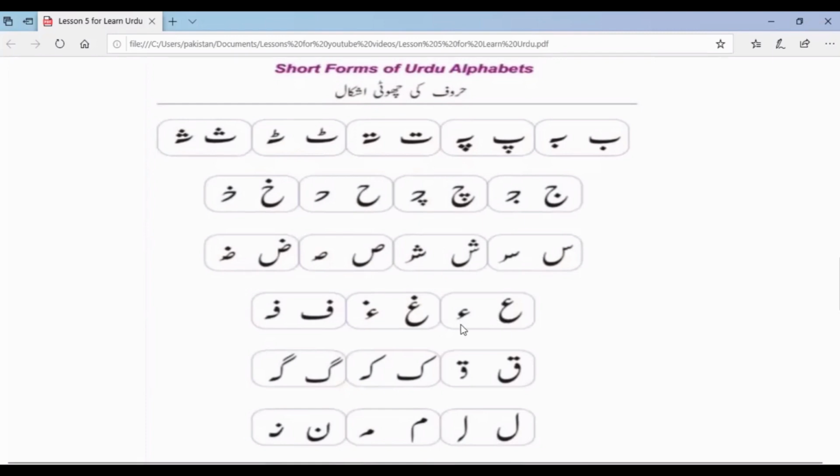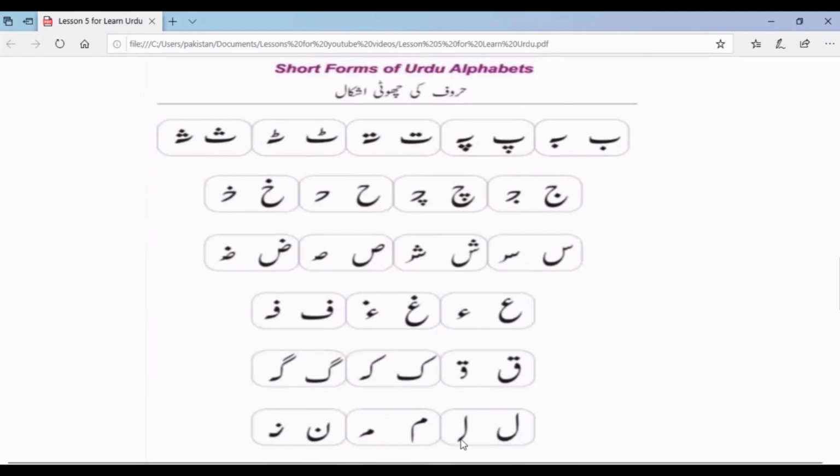Ain is similar to Hamza when it is in the short form. But Hamza has a slight difference, that its tail is bigger than the short shape of Ain. And Ghain, its short form will look like this. And Fe, it looks like this. And Kaf, in the beginning, it will look like this. And Kaf, it will look like this. And Gaf, it will look like this, the short form.